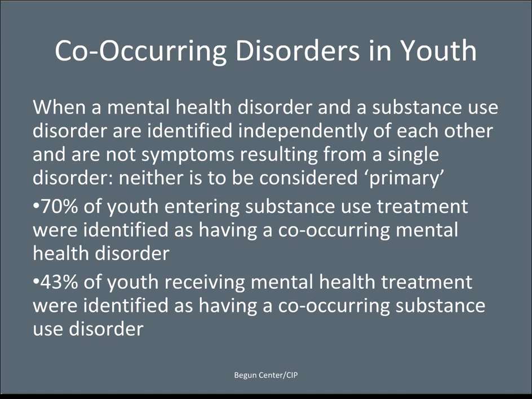Pulling these two together, and I've referenced co-occurring quite a few times, and I don't think I ever really defined it, but a co-occurring disorder is when a mental health disorder and a substance use disorder are identified independently of each other and are not symptoms resulting from a single disorder. And in this, then, neither side is to be considered primary. And this is when we talk about the identification, integration of assessments and screening instruments, and then, very importantly, of treatment protocols.